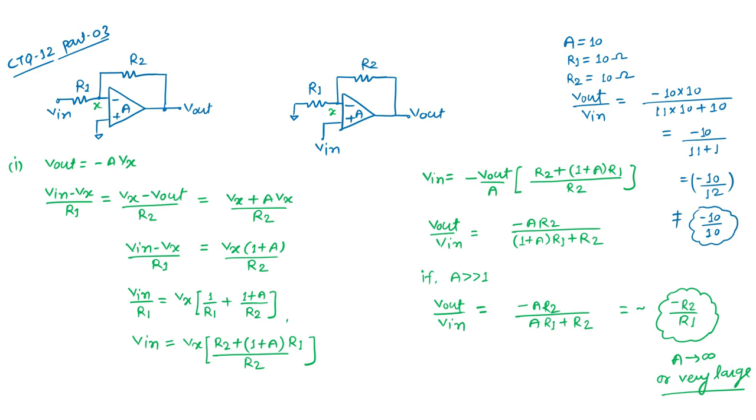So we have to be careful when a finite gain is given. When there is finite gain, we have to be very cautious while we are calculating anything, whether it is a gain or an input or output impedance. We must be careful for that.